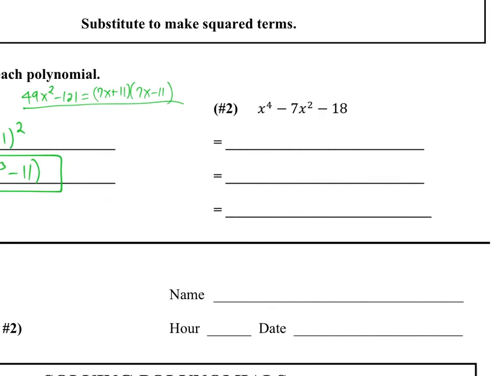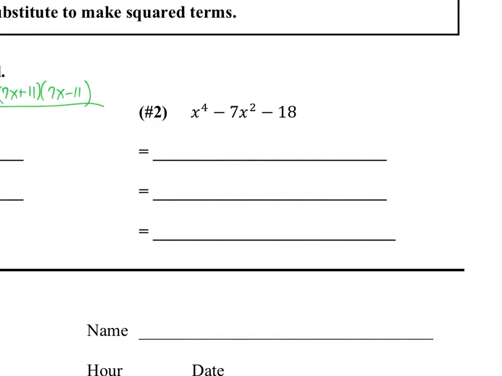One more example. Now we have number 2. We have x to the 4th minus 7x squared minus 18. This looks similar to a smiley face method problem. So we're going to do a smiley face method problem, but a little bit differently. Instead of putting x here and here, we're going to put x squared here and here. We take the square root of x to the 4th, divide the exponent in half, and that's what we put.